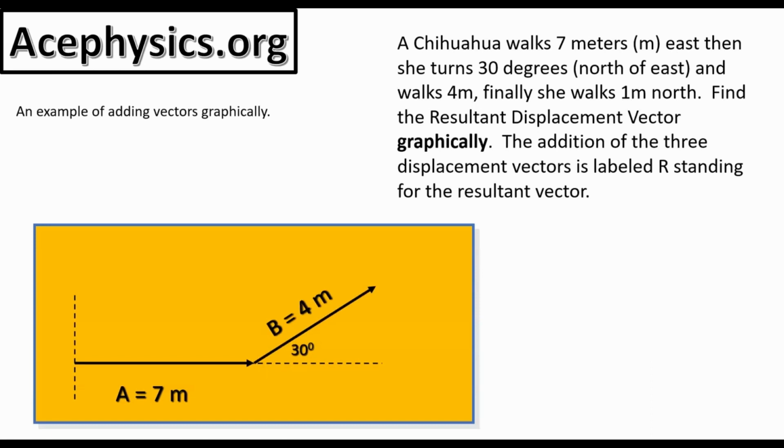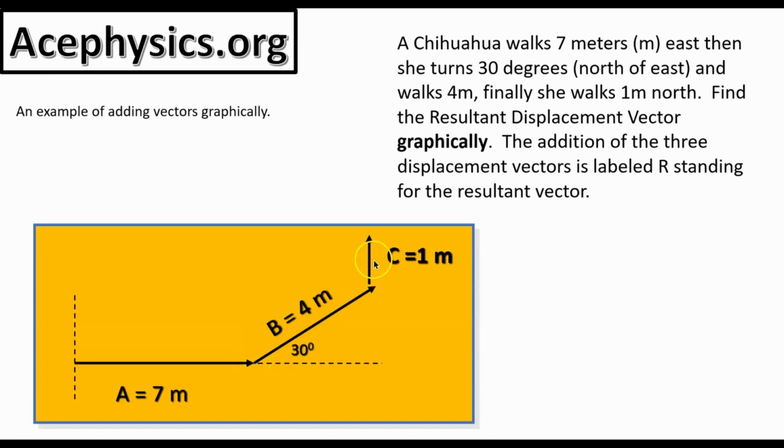Then she turns 30 degrees and walks 4 meters, and then she walks 1 meter. So the way to add vectors graphically is you first write down the first vector. Notice it's to scale, so 7 meters would be longer than the 4 meter vector, which would be longer than the 1 meter vector. So 7 meters east. Then you take the second vector and you put the tail of the second vector on the tip of the first vector.